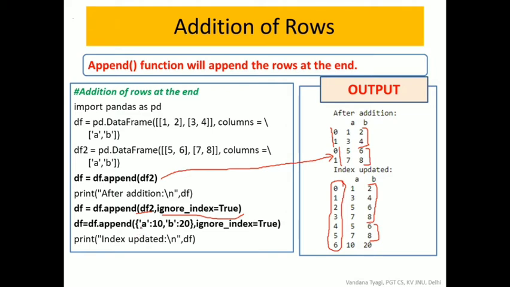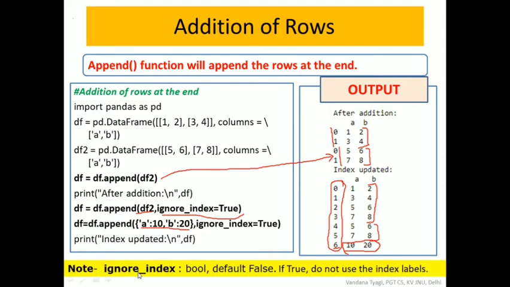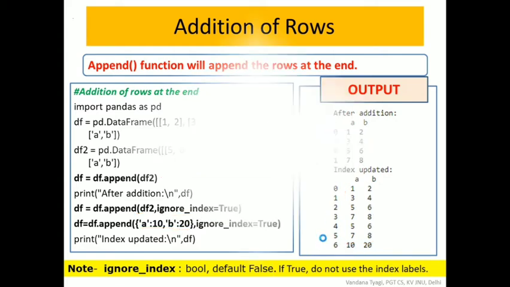Similarly, when we have added A10 and B20, this last value is added at the end again, and again we have written ignore_index=True, so the last index is 6 over here. So ignore_index will store a boolean value. By default it is always False because it carries the indexes of the earlier data frames, but we have to change it to True when we want to regenerate the index labels.